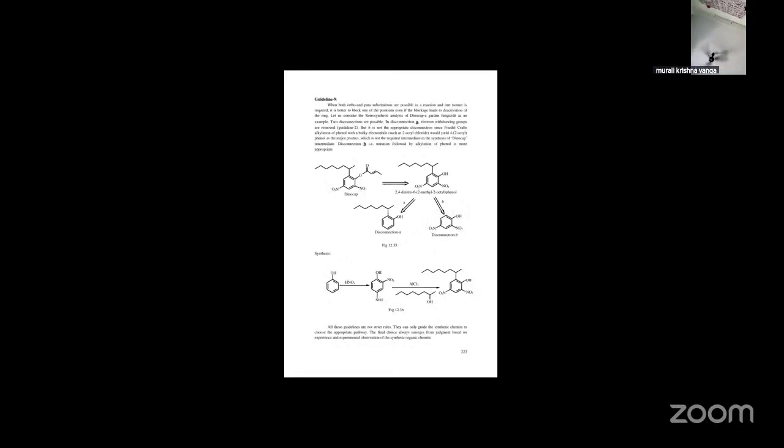Next, guideline 9. When both ortho and para substitutions are possible in the reaction and one isomer is required, it is better to block one of the positions, when its blockage leads to deactivation of the ring.